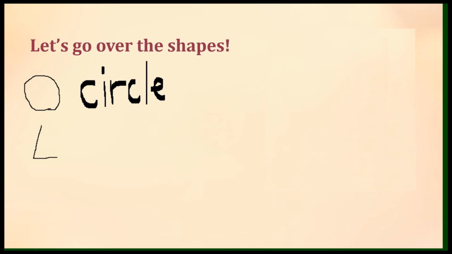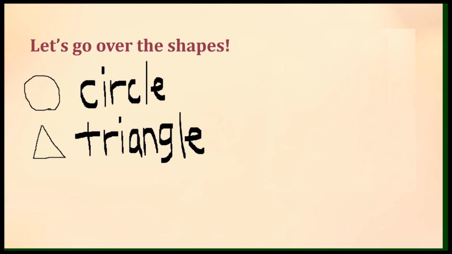As I draw it, say what shape is it? What shape is it, boys and girls? Yes, you're right. If you say triangle, you are correct. Let's do another one. What shape is this, boys and girls? If you say rectangle, you're correct. It is a rectangle.